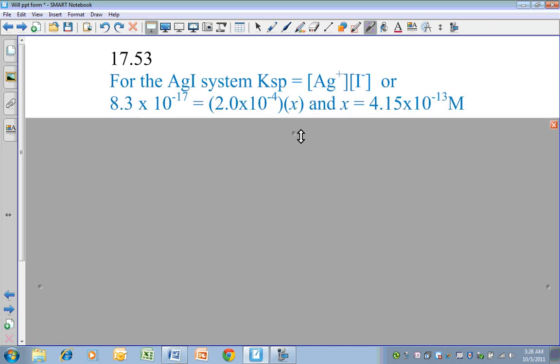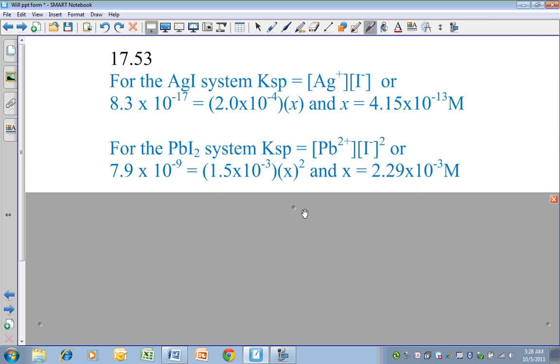So we look at 17.53 from the book. We've got two systems: silver and lead, and we're going to be adding iodide. It's important to make sure I've got the expression right, because for silver, the expression is concentration of silver times concentration of iodide, but for lead, it's concentration of lead times concentration of iodide squared.